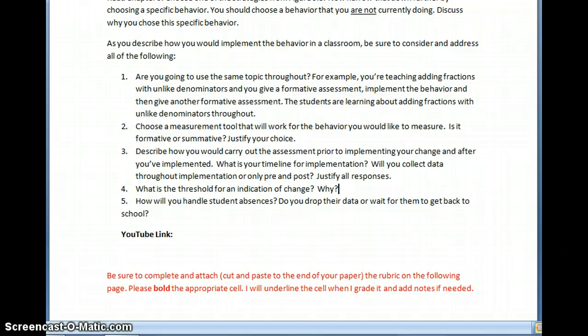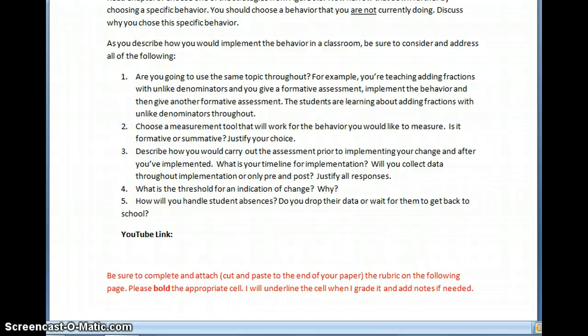Are you going to collect data throughout? Are you going to do checkpoints throughout? Or are you just going to do a pre and post test? Again, no right or wrong answers, just tell me why. Tell me why you chose all of that. And then what is the threshold for an indication of change? So if the student average on a summative test was 75% for one topic and 80% for another topic, do you consider that an indication of change? Why or why not?